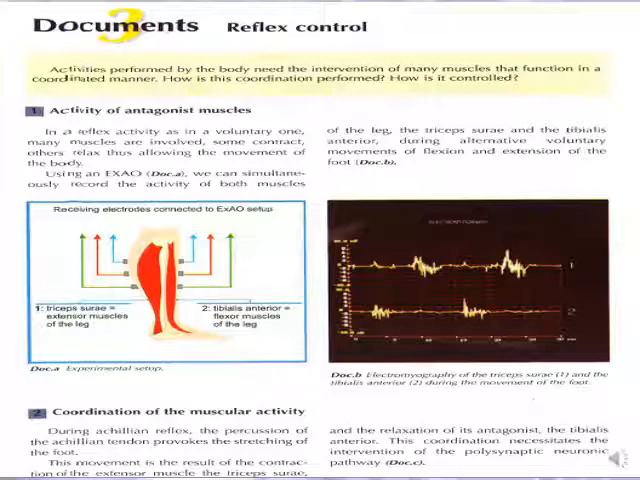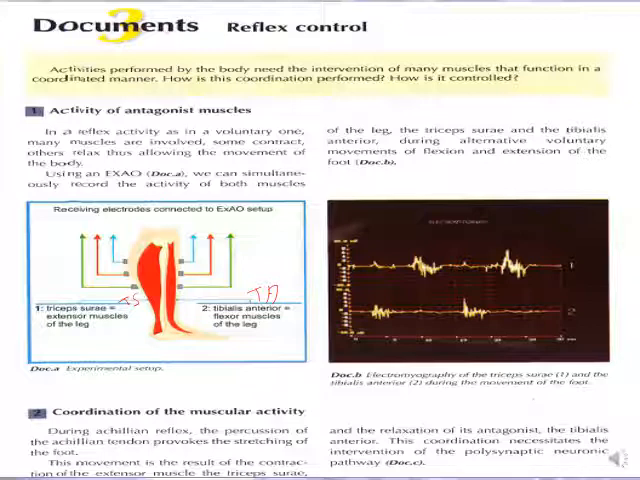We saw this in the previous videos. So in reflex activity, as in voluntary activity, many muscles are involved. Some contract, others relax. Thus, they allow the movement of the body. Using the setup shown in document A, we can simultaneously record the activity of both muscles of the leg, the triceps surae, read as TS, and the tibialis anterior, TA. The triceps surae is the extensor muscle of the leg, and the tibialis anterior is the flexor.